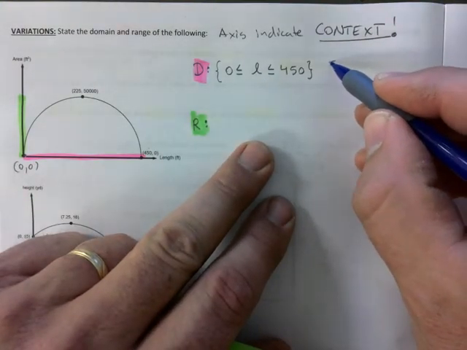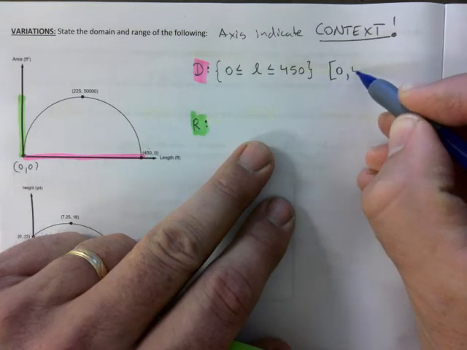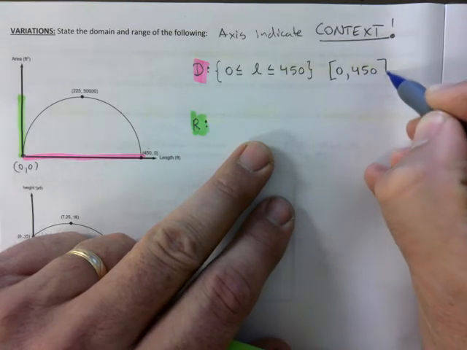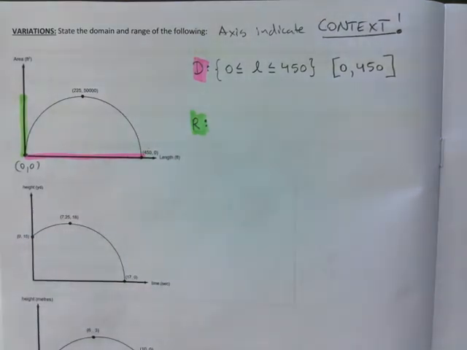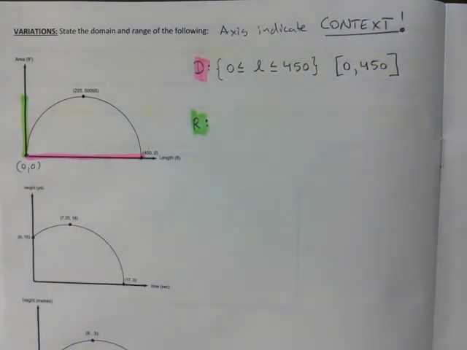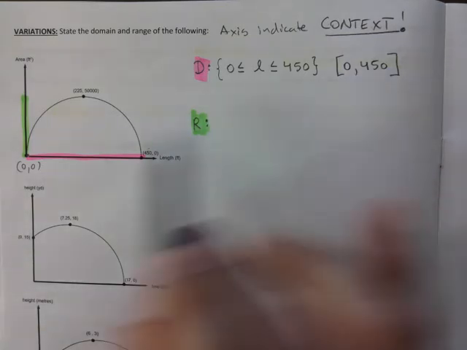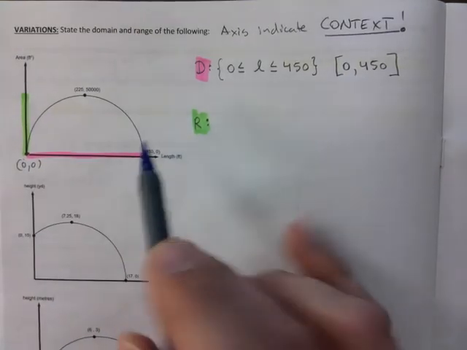You can also write it like this. This goes from 0 to 450. I actually prefer interval notation when we do word problems. And that's my go-to. Okay? Because you don't have to worry about the variable. You just say, hey, the x values go from 0 to 450.